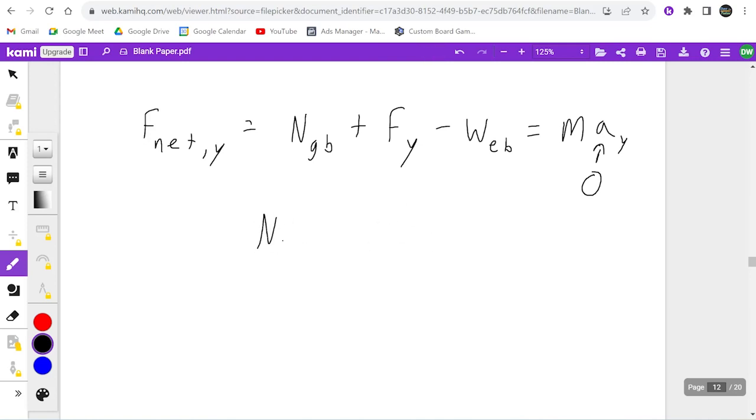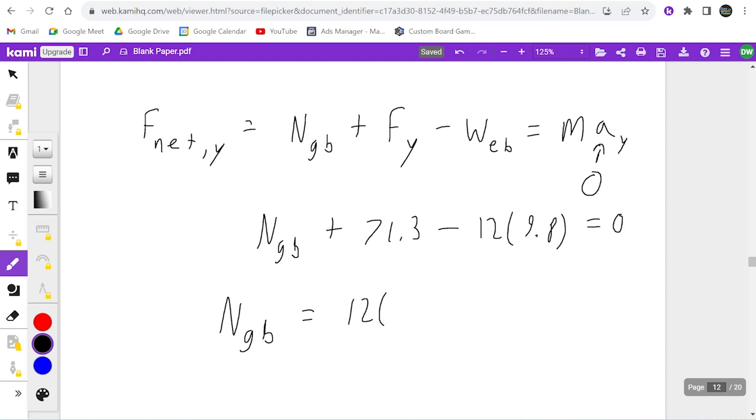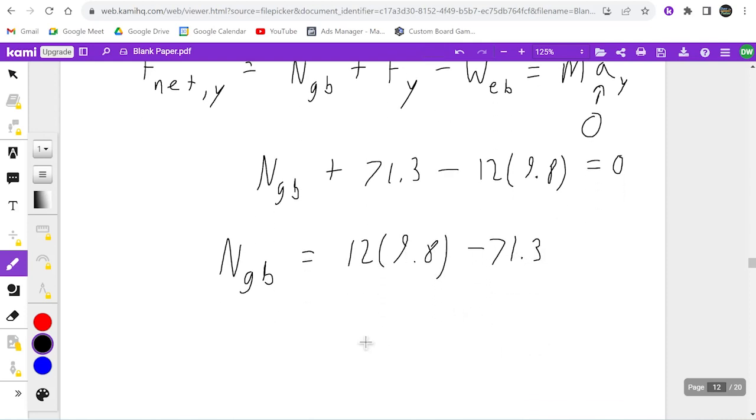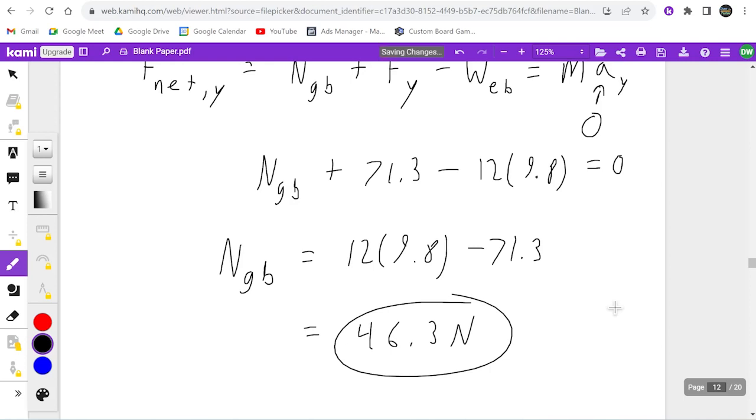So I want to solve for NGB. We just found Fy. It's 71.3. And then minus mg. Weight is mg. 12 times 9.8. And then that equals 0. So now if I solve for NGB, I'm going to add 12 times 9.8 to both sides and subtract 71.3. And that'll get us a final answer of 46.3, and the units are newtons. Any questions there?